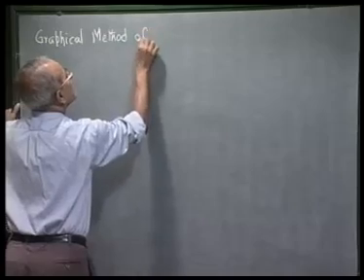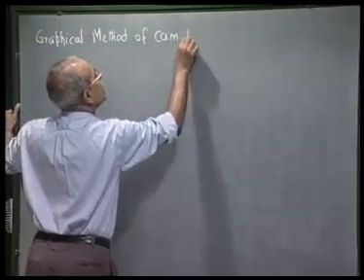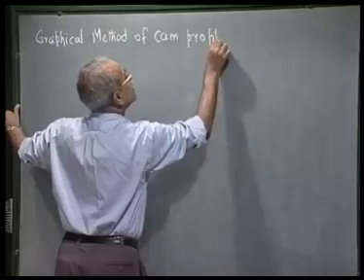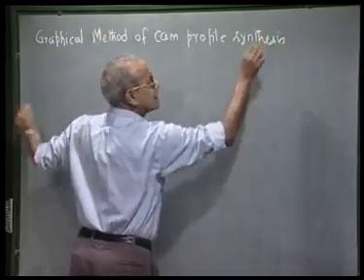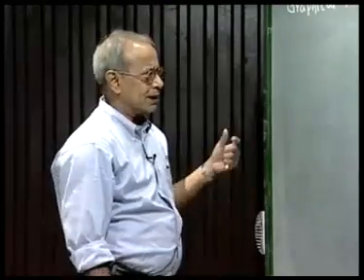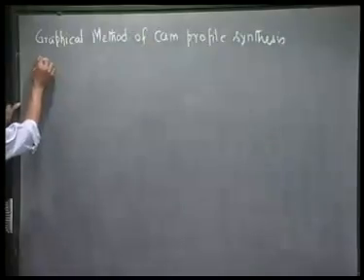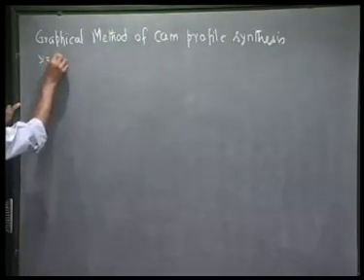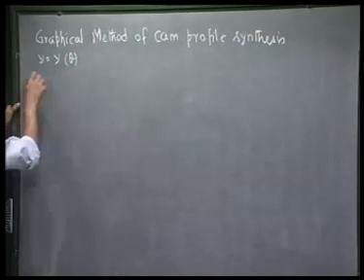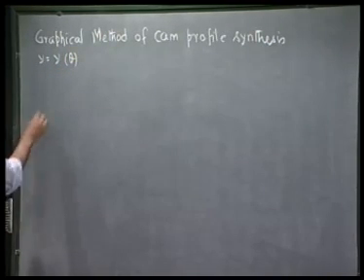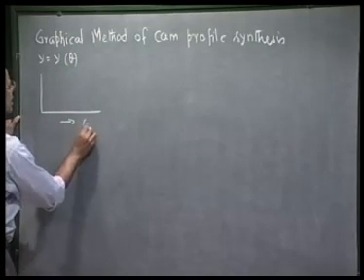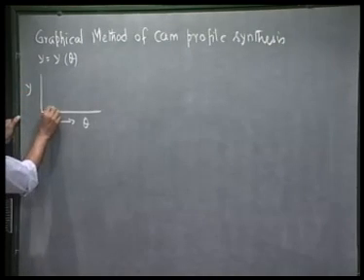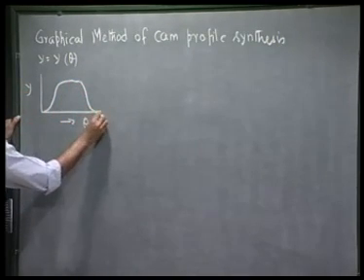Graphical method of cam profile synthesis. Of course, we assume all the geometrical parameters like base circle radius and offsets are known, and the only thing is that, instead of the follower movement y being given in the form of an analytical expression, now we have it in the form of a displacement diagram.